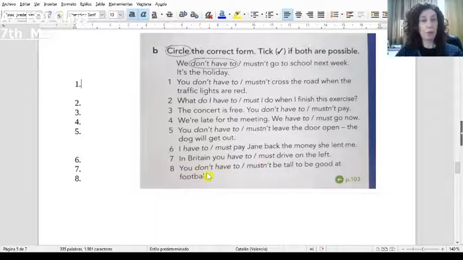And number 8. You don't have to be told to be good at football. Then you don't have to be told to be good at football or you mustn't be told to be good at football. No hay necesidad de ser alto para ser bueno en el fútbol. O está prohibido ser alto para ser bueno en el fútbol. Pause the video, para el video, do it at home, on your own, quietly, and we'll correct.